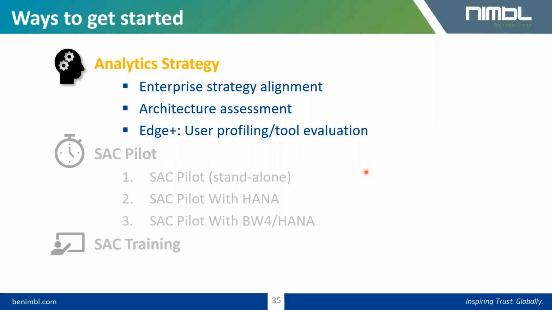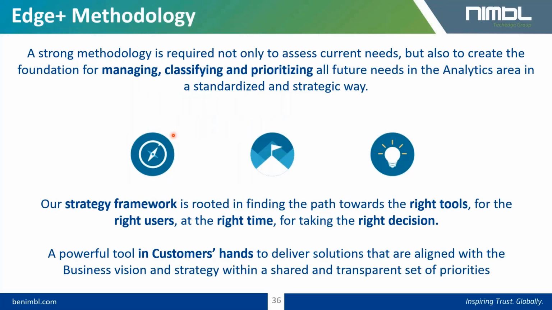So 3 areas that we really like to emphasize. The first being analytics strategy. For some organizations, really the first thing you need to do is, what is our plan here? What do we currently own? How many users do we have? How happy are those users? Do we have the right tool for the right job? So this is an enterprise strategy alignment, an architecture assessment, and what we call our Edge Plus methodology for user profiling and tool evaluation. So what does that look like?